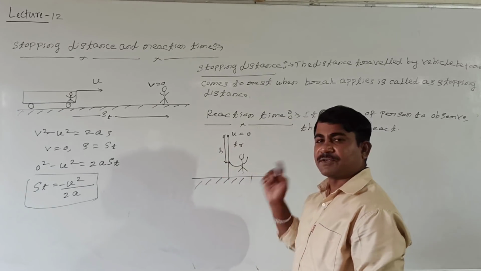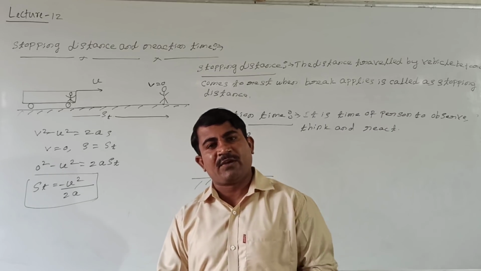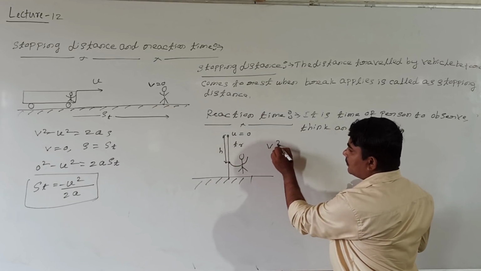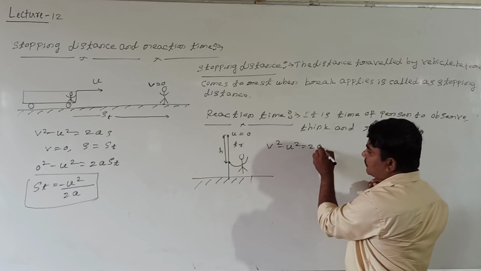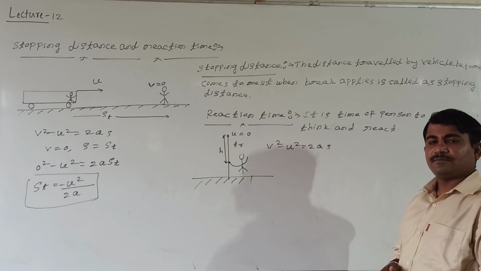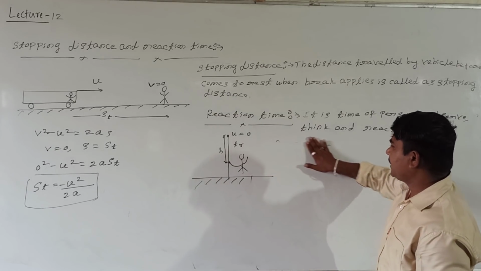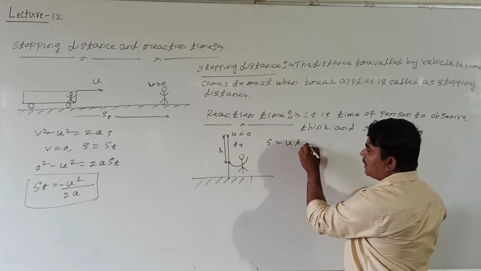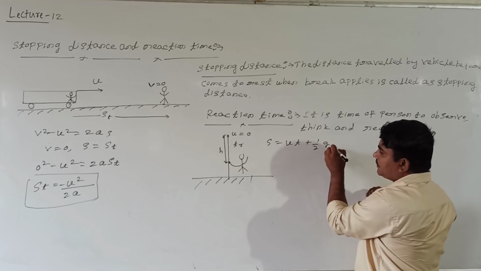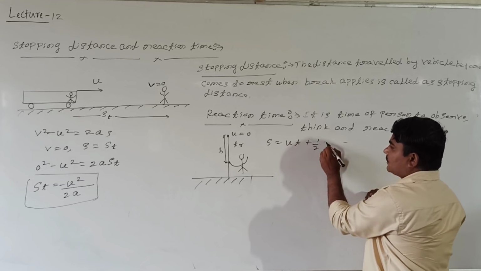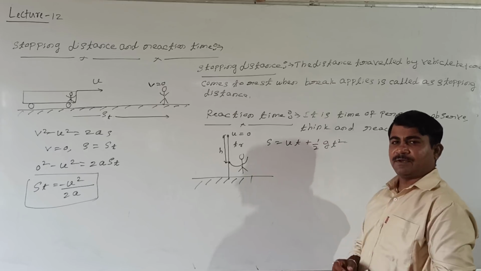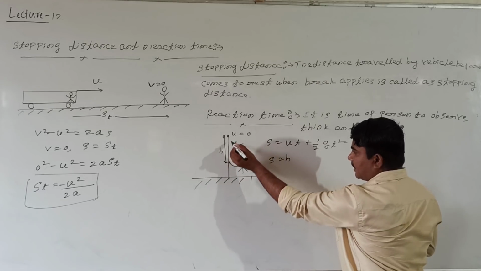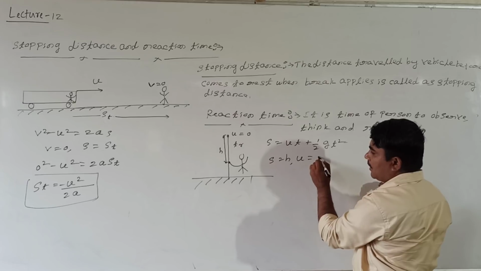How to calculate this time of reaction? We know the equations of motion of a freely falling body. When a body falls from the top of the building, what are the equations of motion? V square minus U square is equal to 2gs, right? Or you can take one more equation. Here we need the time: s is equal to ut plus half gt square. See here, s can be replaced by the h value. What is the initial velocity? Initial velocity is 0.